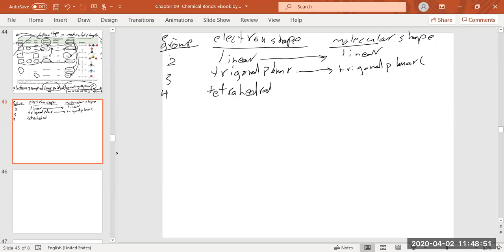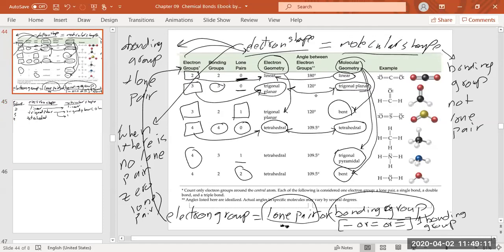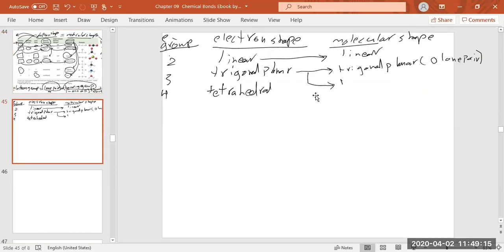If we have 0 lone pair. Guys, I'm talking only about the central atom, not the terminal atom. Or we have this possibility, it will be bent, sorry, not bent, trigonal pyramidal. So it will be the trigonal pyramidal, no, sorry, bent. Sorry, it will be bent. We have 1 lone pair.